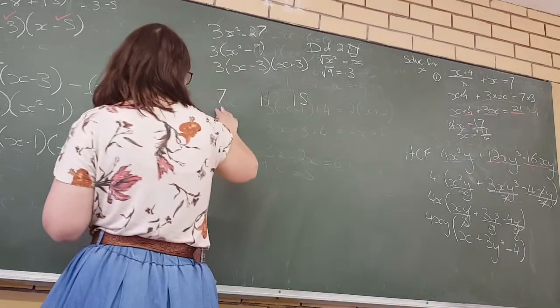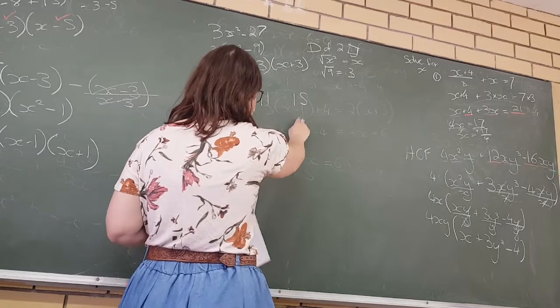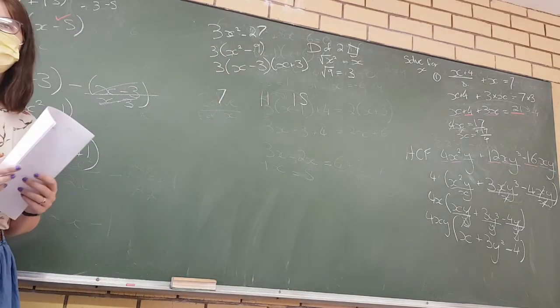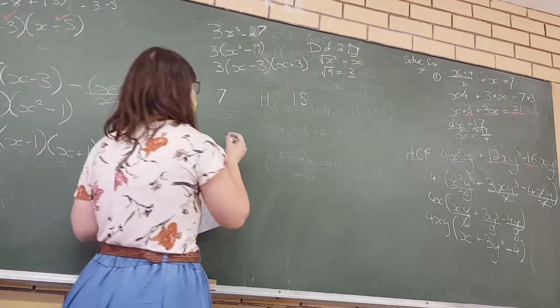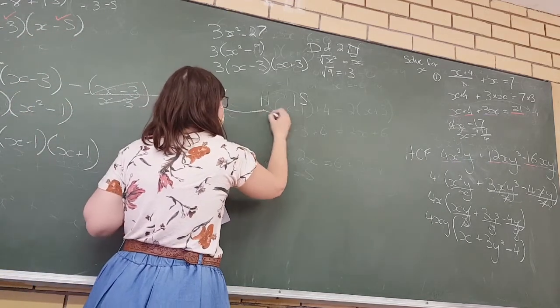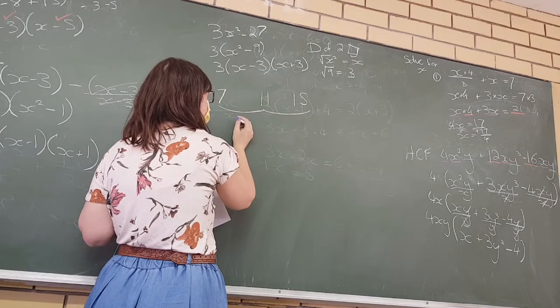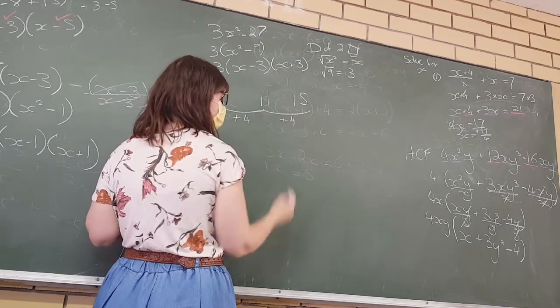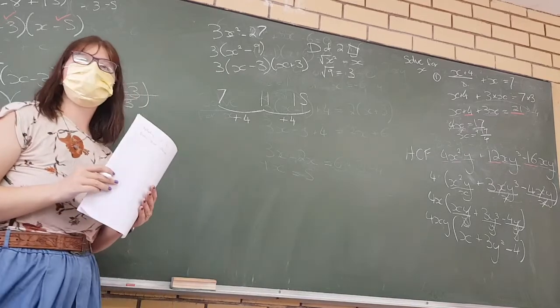Alright, so I've got my number pattern here: 7, 11, 15. And remember, when we're doing a number pattern, the first thing we do is find the common difference. What am I doing? Plus 4. Plus 4. So now I have to find my general term.